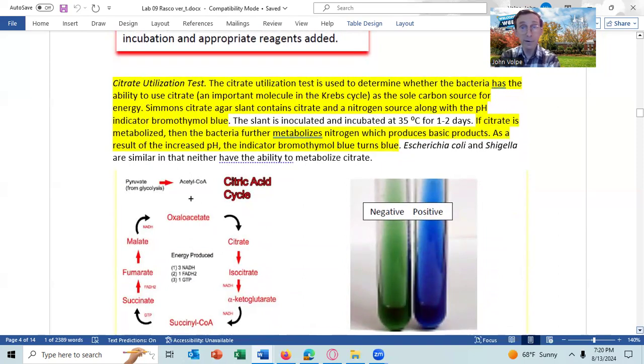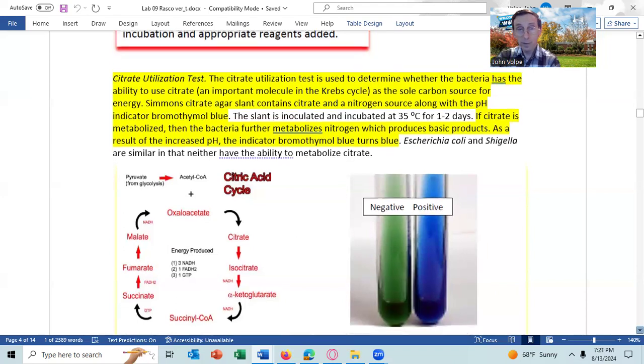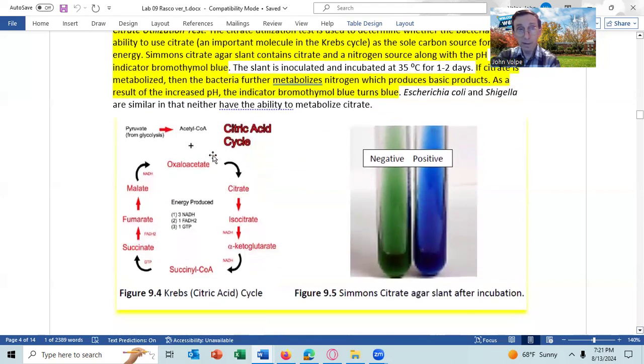This test is used to determine whether bacteria have the ability to use citrate as their sole carbon source, meaning in this tube, the only carbon source, as well as really the only energy source, is the sugar citrate. And if the bacteria can grow on the tube, you'll see growth, and the tube will turn blue or bluish. If the bacteria cannot utilize citrate, it will remain green. Remember, citrate is a sugar in the Krebs cycle. You don't need to know that in particular, but I'm just pointing out where citrate is in carbohydrate metabolism.